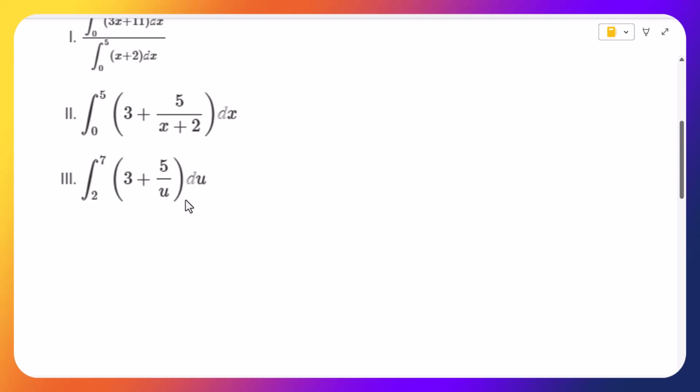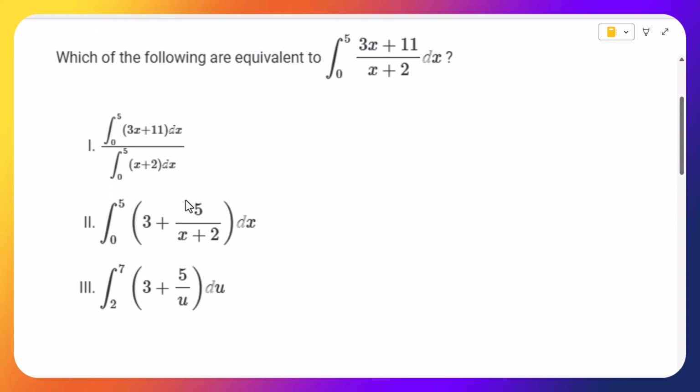Looking at question 1, which of the following, 1, 2, or 3, are equivalent to this integral from 0 to 5 right here? So we basically just need to take this and do a bunch of stuff with it to see if this stuff is true.